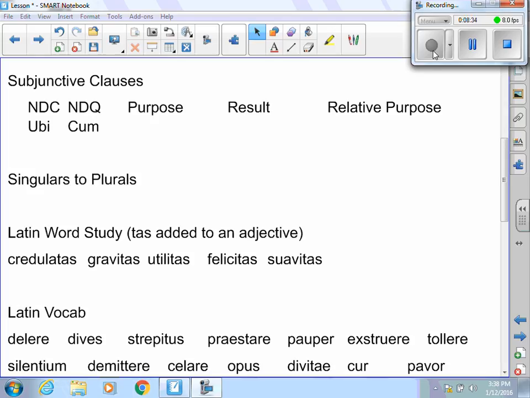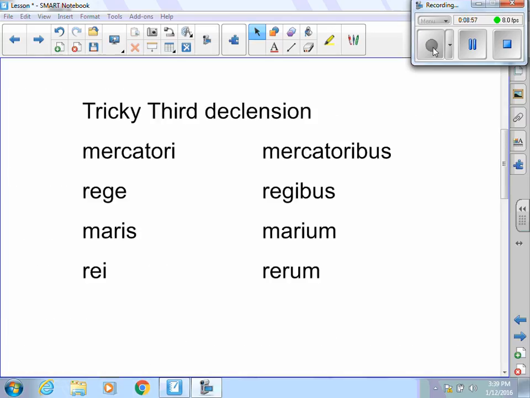Singulars to plurals. Okay, this can be a little tricky with the third declension. Hopefully there is no issue with the first and second declension, and A becomes AE. The ablative singular A becomes IS. Hopefully the first and second are not too difficult, but the third is kind of tricky, the tricky third declension. For example, if I get a dative, mercatori, the dative ends in the I. To make it plural, I have to add ibus, mercatoribus.